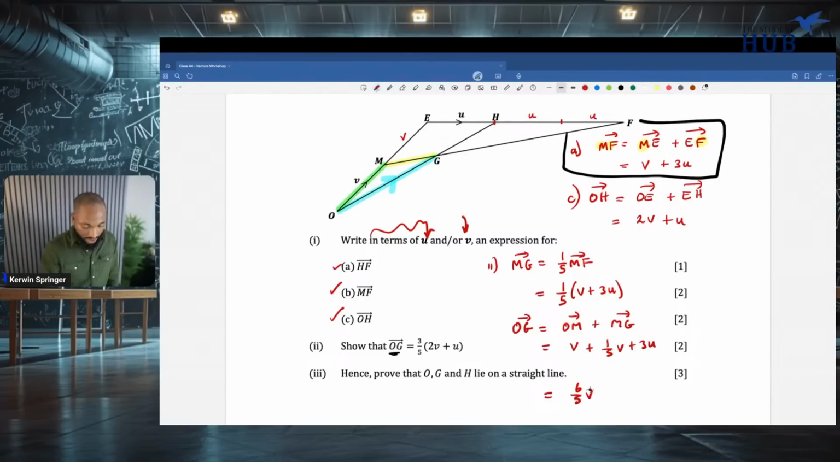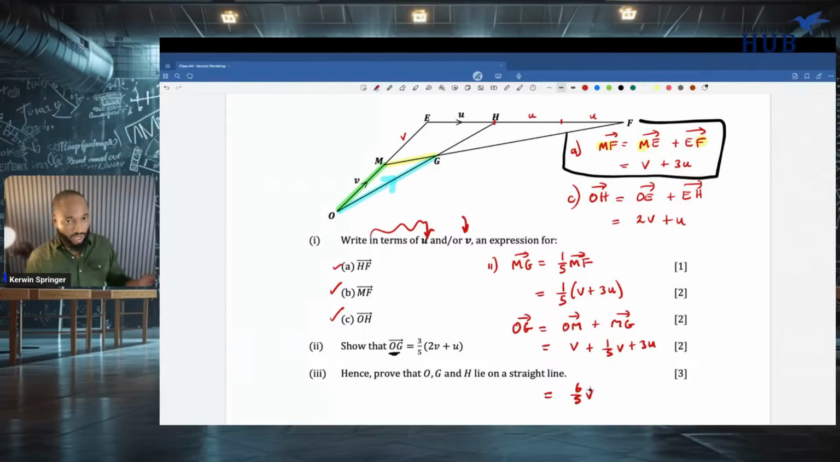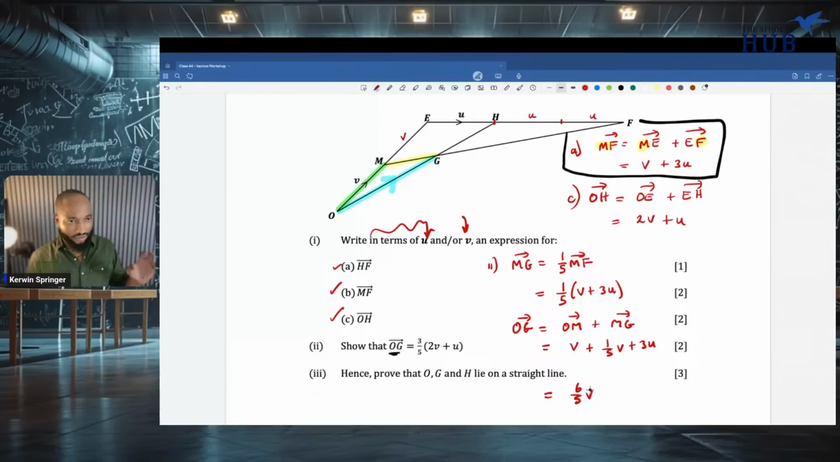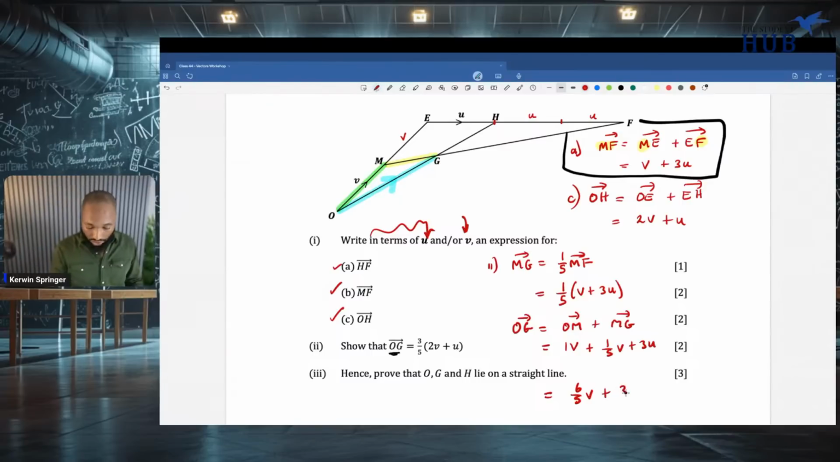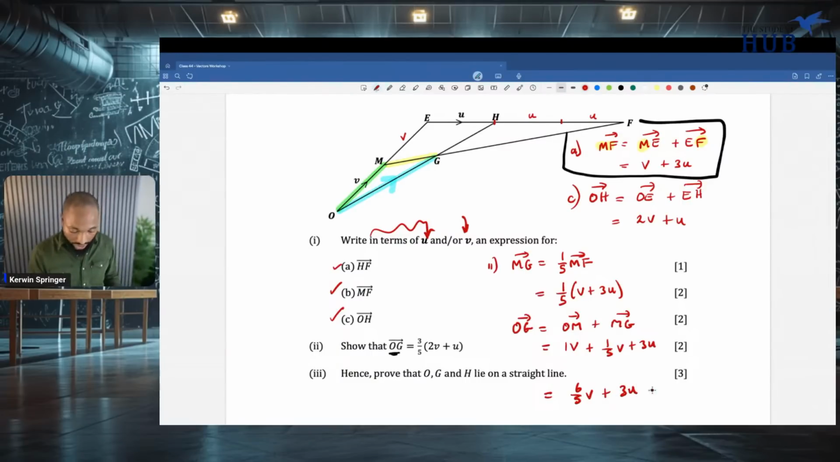6/5 V? How many of you all know how to add fractions in your mind like that? 1 of something plus 1/5 of something is 1 1/5, which is like 5/5 plus 1/5, so 6/5. You can use your calculator to add 1 and 1/5. And then there's a 3U here. Okay, so we show this is OG.